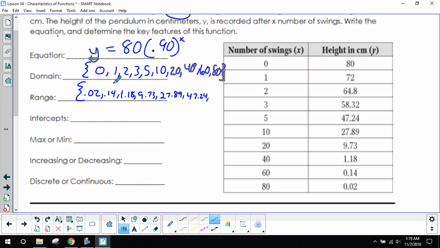58.32, 64.8, 72.8. Shoo. I'm finishing off my bracket. That's me finishing my bracket off. Anyway, I tried fitting it all on one line. Intercepts. Got a swing. It's decreasing.